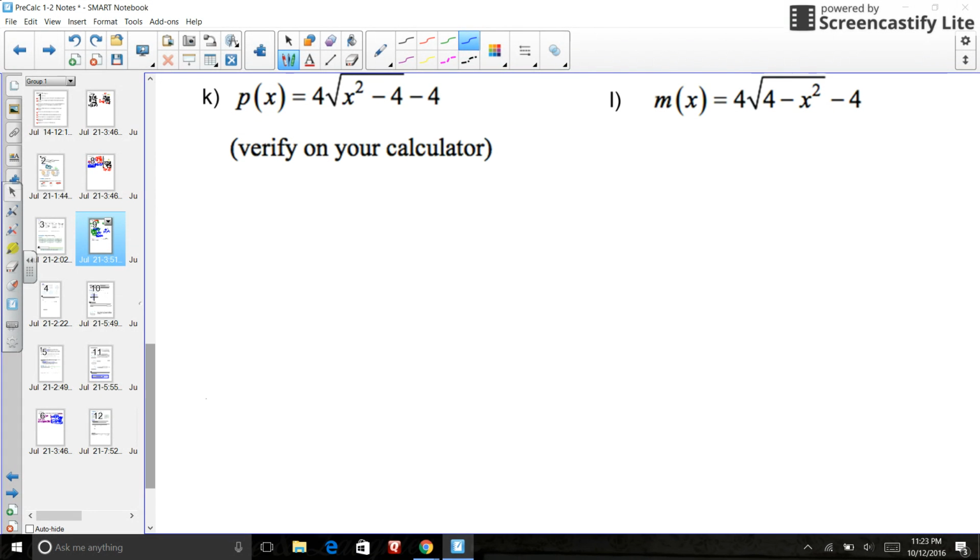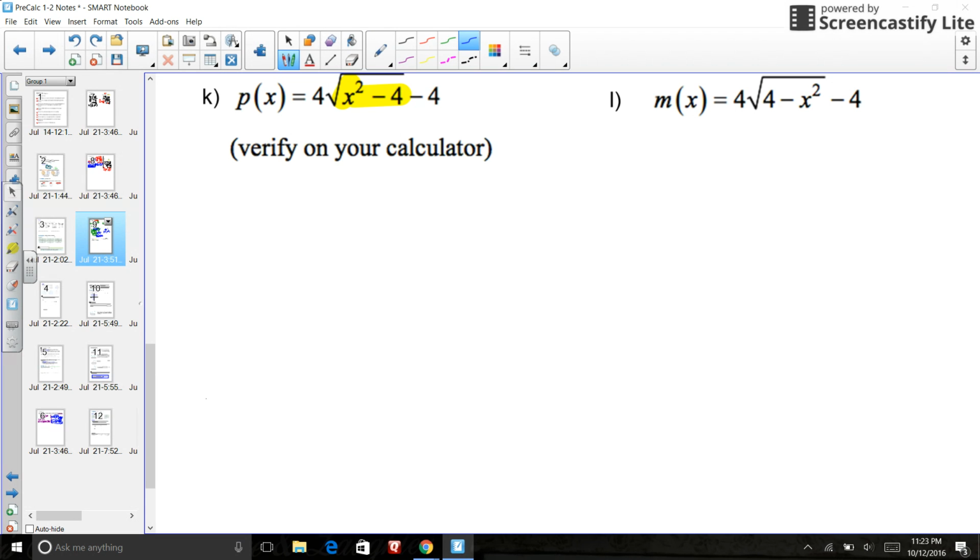P of x equals 4 times the square root of x squared minus 4, all minus 4. There's no bottom of the fraction. Well, that's nice. So really all I have to worry about is this piece right under here, the x squared minus 4. So I'm going to think about that for a second.